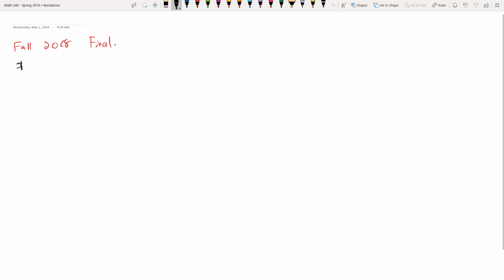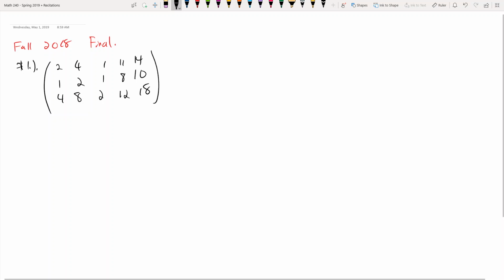So number one. All right, what is number one? Essentially, you have this big matrix, 2, 4, 1, 11, 14, 1, 2, 1, 8, 10, 4, 8, 2, 12, 18. Okay, so you have this matrix, and you want to find a basis for the column space of A and the kernel of A, or the null space, is what the problem says on the exam.